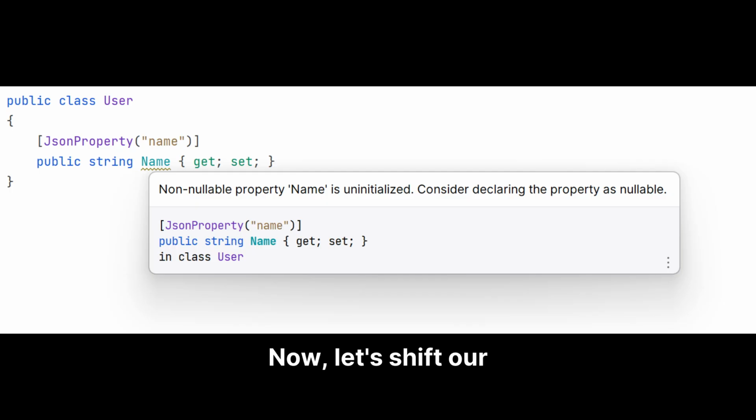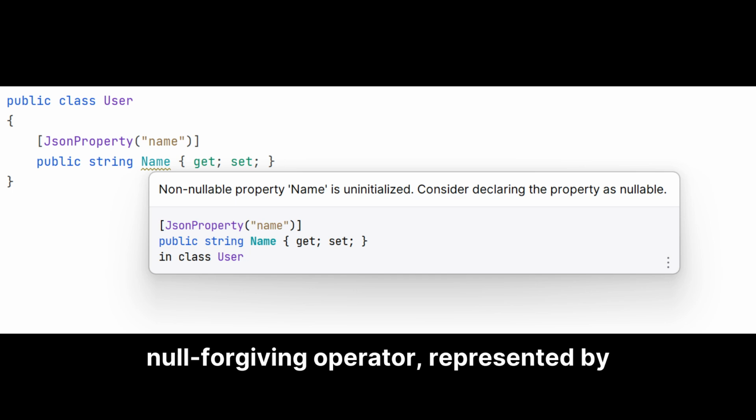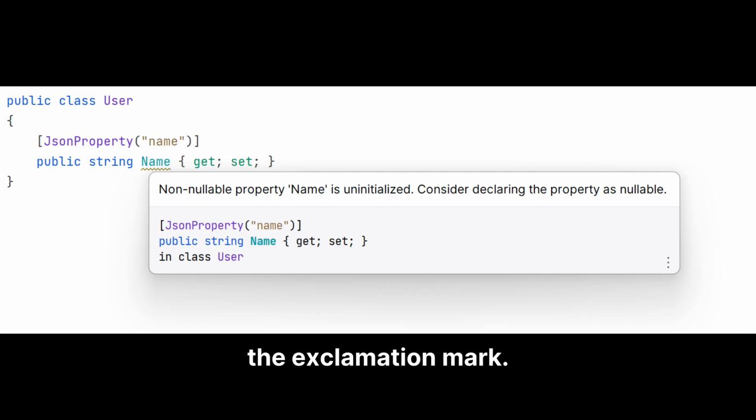Now, let's shift our focus to another important null safety feature, the null forgiving operator, represented by the exclamation mark. This operator serves a very specific purpose. It tells the C# compiler to treat an expression as non-null, even if the compiler's static analysis suggests it might be nullable. Essentially, you are making a firm assertion to the compiler, promising that the value will not be null at that particular point in the code, thereby suppressing any potential nullability warnings it might otherwise issue.